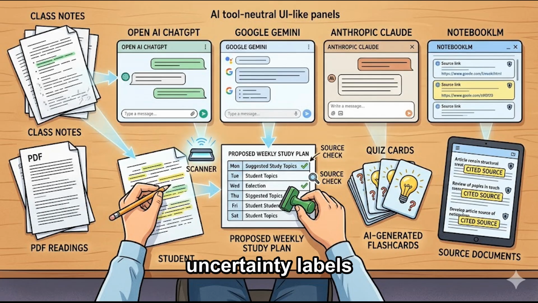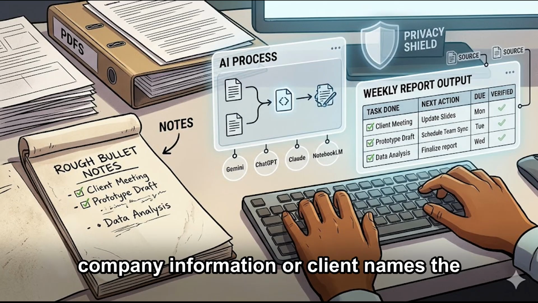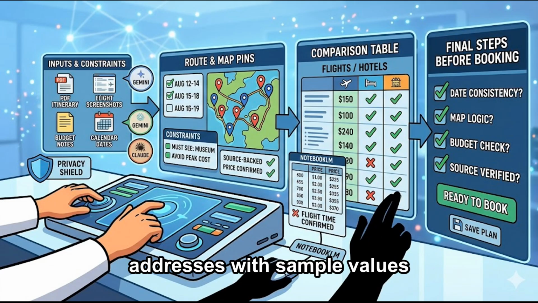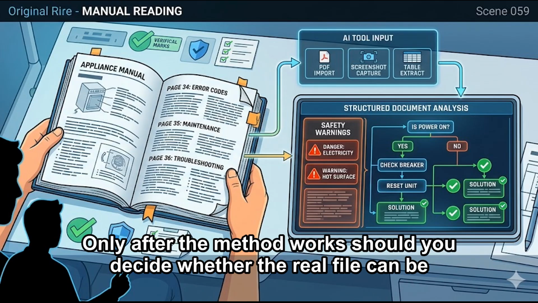One more decision is easy to miss. If the material contains personal data, company information, or client names, the first step is not choosing a tool. The same is true for medical records. The same is true for school records, contracts, or private addresses. The first step is making a safe version of the material. Keep the structure, but replace real names, phone numbers, account numbers, and addresses with sample values. Replace contract details with sample values too. Test the workflow on that safe version first. Only after the method works should you decide whether the real file can be processed in an approved environment.